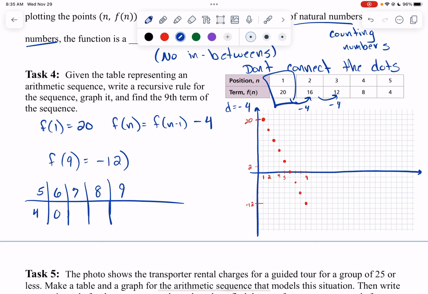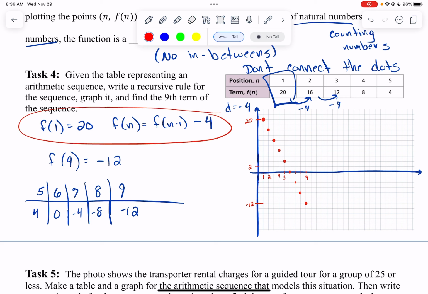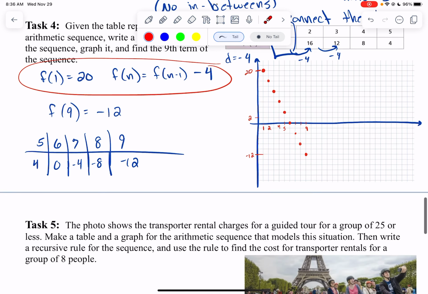Here we have 4, 0, negative 4. We're going down by 4 each time, negative 8, negative 12. Yep, we confirm. I don't know why I have a parenthesis there. All right, so we wrote the recursive rule. That's this right here. We graphed it. Again, we don't connect the dots. We just have the points, dot, dot, dot, because it's discrete. And we found the ninth term. We found everything we're looking for.